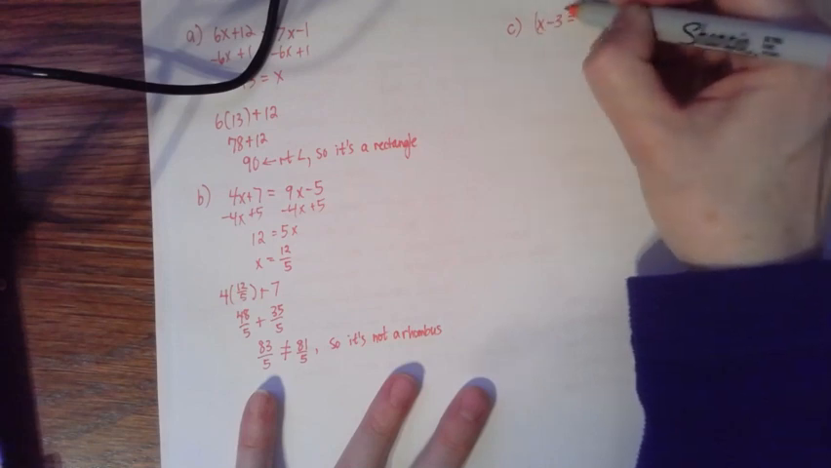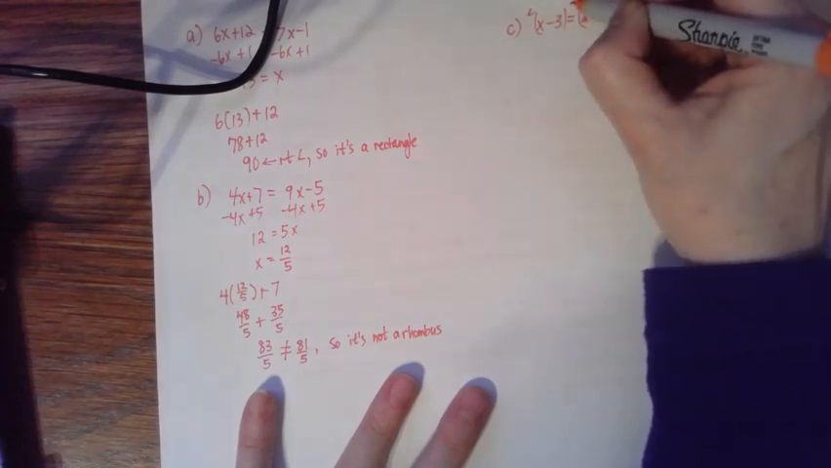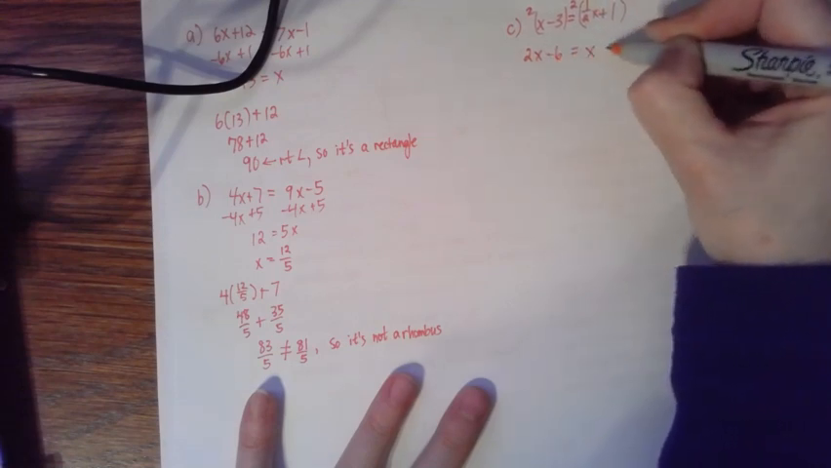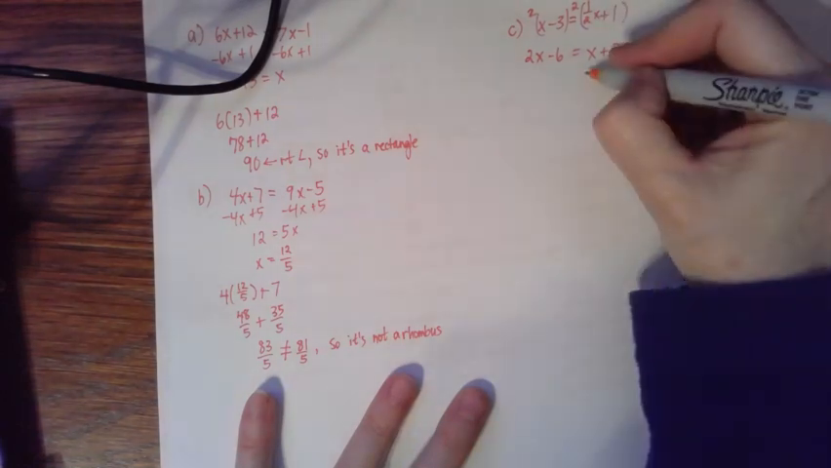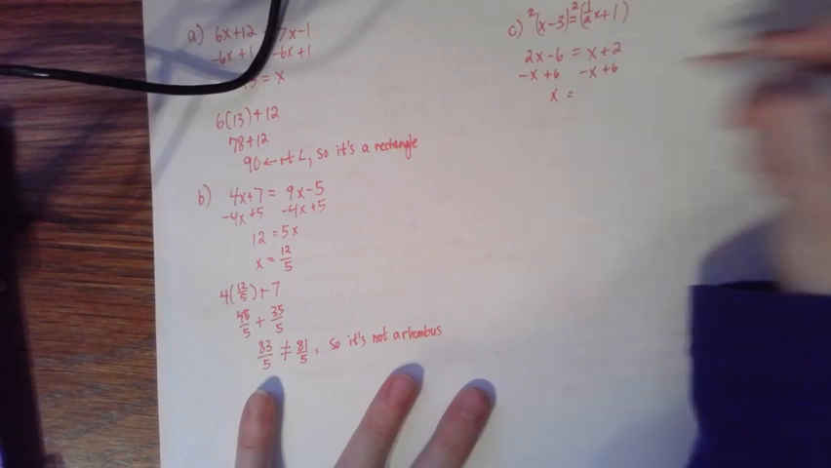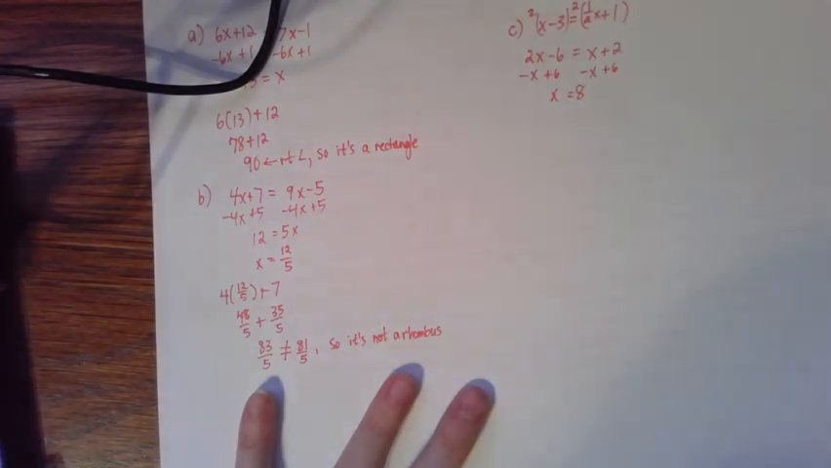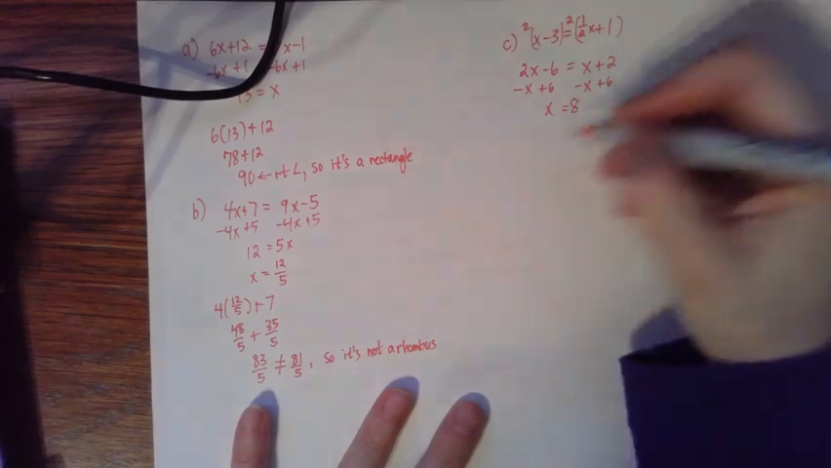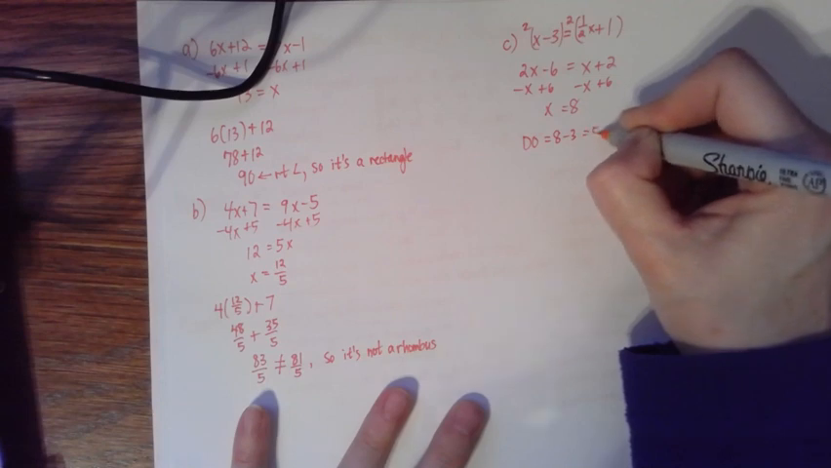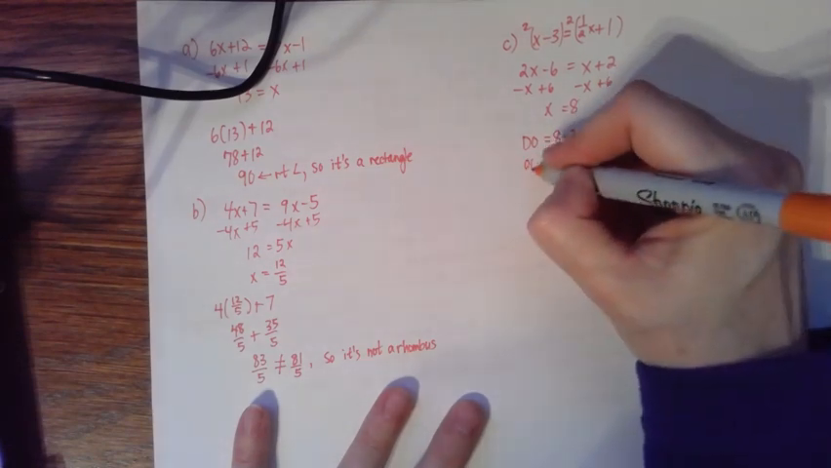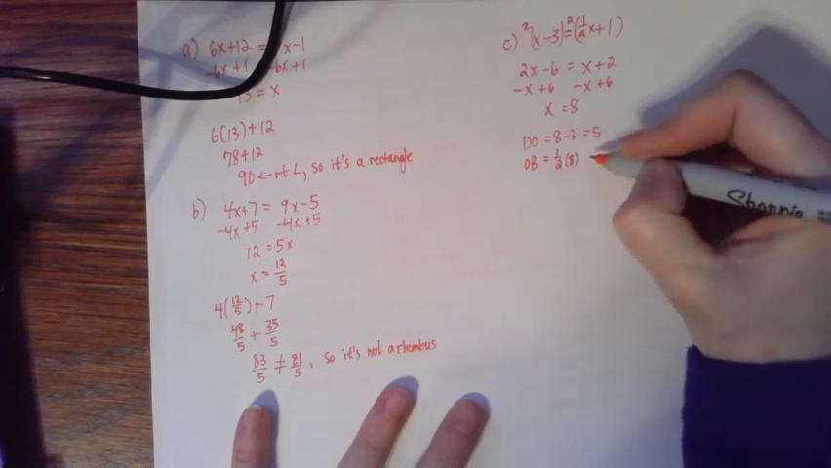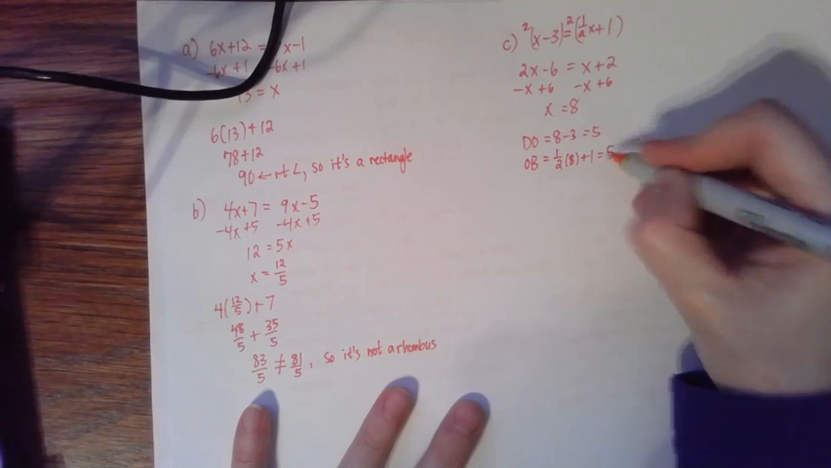All right, let's start by clearing fractions. Let's multiply both sides by 2. So I'll get 2x minus 6 equals x plus 2. Then let's subtract x from both sides, add 6 to both sides, and I'll get x equals 8. Okay, now I can plug in that 8 and get that DO is 8 minus 3, which is 5. And we can get that OB is 1/2 of 8 plus 1. 4 plus 1 is 5.